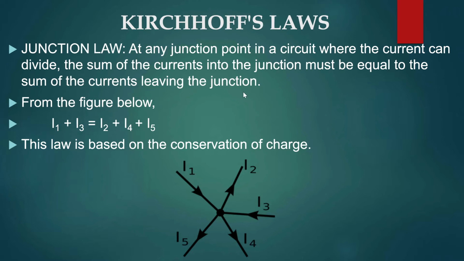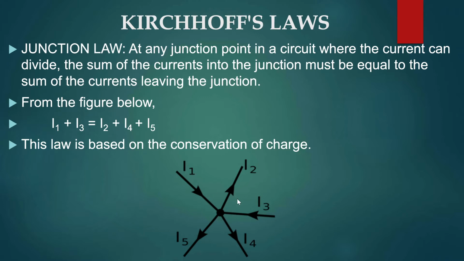currents leaving the junction. For example, if you look into this figure, let's represent the current through this conductor be I1, through this conductor be I2, through this conductor be I3, through this conductor be I4, and through this conductor be I5. Now, you all just look at the arrow marks. The arrow marks on I1 and I3 are towards the junction, whereas the arrow marks on I2, I4 and I5 are away from the junction. That is, they are leaving this junction, whereas I1 and I3 are entering the junction.